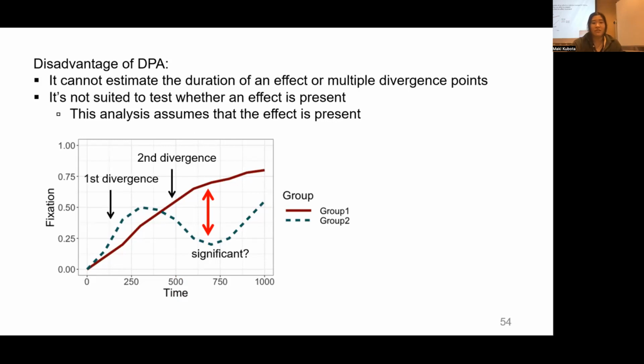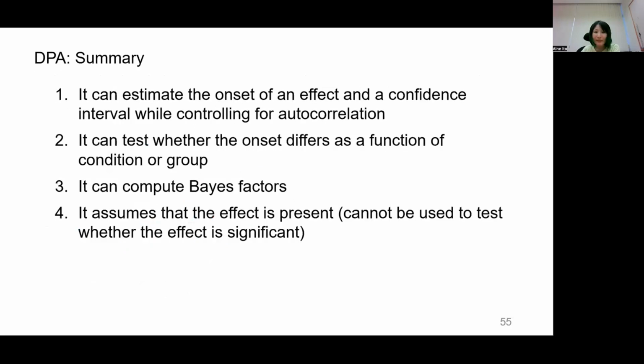Any others? Okay. Right. So yeah, did I say the summary? I think I haven't. So yeah, the PA can estimate the onset of an effect, and then the confidence interval. So you can compare the onset between different conditions or groups, and it can also test whether the onset differs as a function of condition or group. It can also compute Bayes factors. That wasn't included in the paper because this is relatively new, and I wasn't aware of it when I was writing the paper. But it can be used to compute Bayes factors.